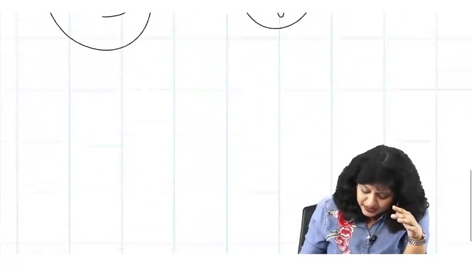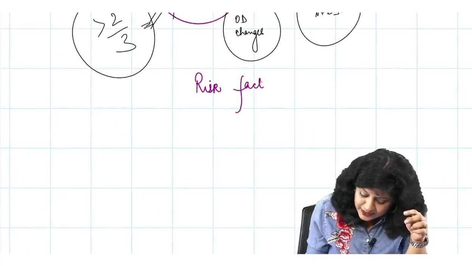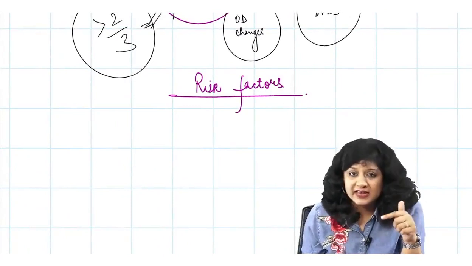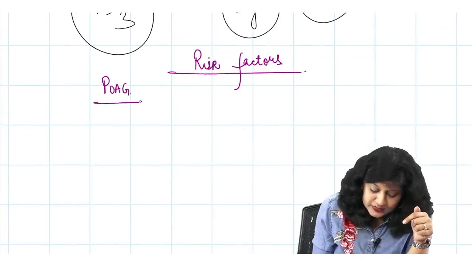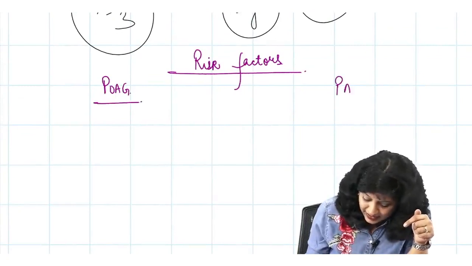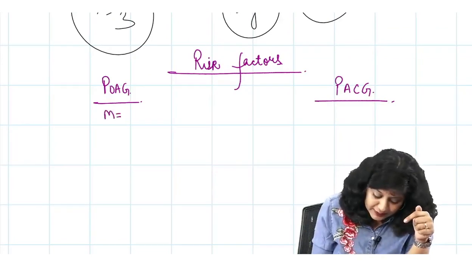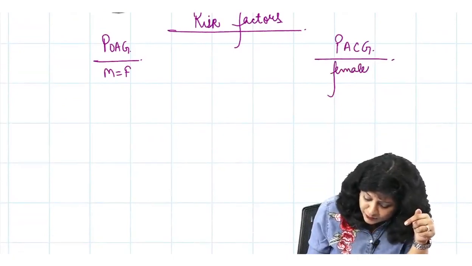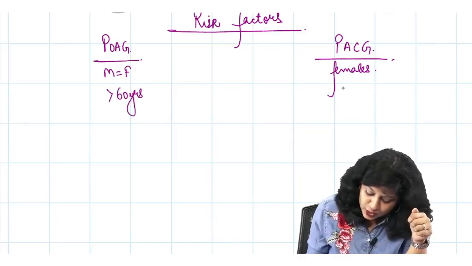If you compare the risk factors, whether this patient has more chances of open angle glaucoma or angle closure glaucoma. So on one hand I have primary open angle glaucoma, on the other hand primary angle closure glaucoma. So what are the risk factors? This is equal in males and females, while angle closure glaucoma is definitely more common in females. This is more common after 60 years of age, and angle closure is more common after 50 years of age, right?